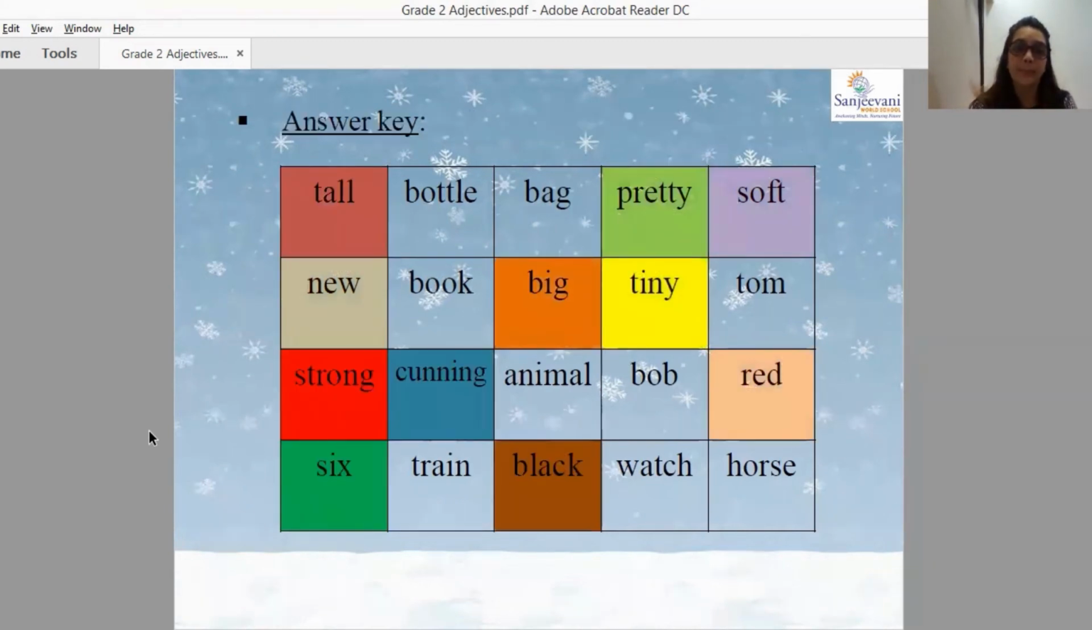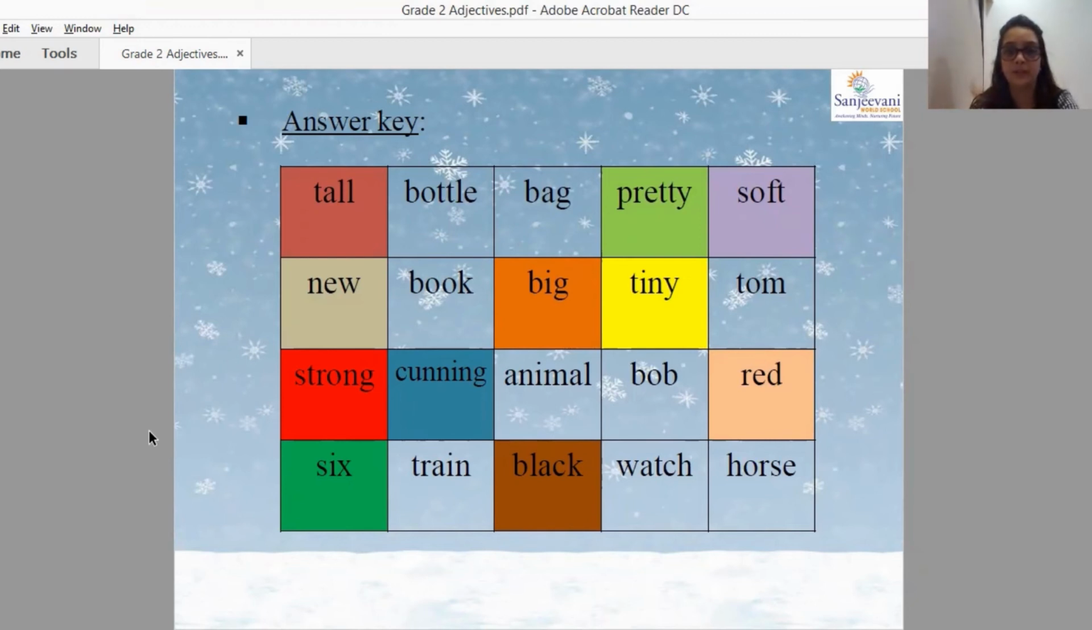So your tall. Tall is describing about something. There is a tall building. Tall is describing more about the building. The word tall is a describing word. Second, bottle. Bottle is the name of a thing. It's a noun. It's not a describing word. Next is bag. Bag is also a name of a thing. It's a noun. It's not a describing word.